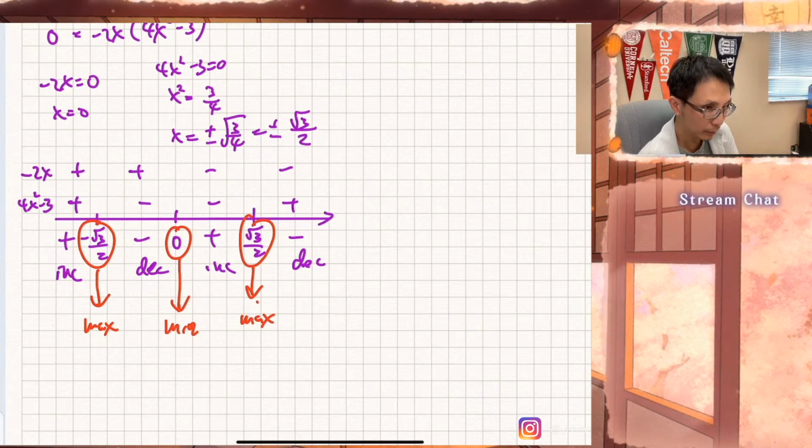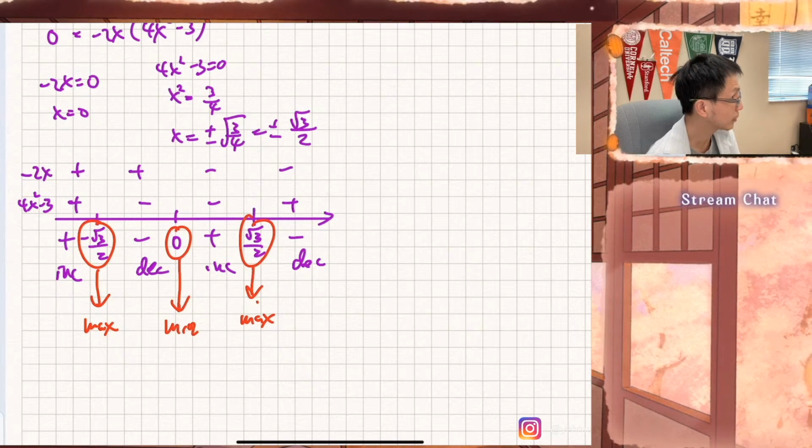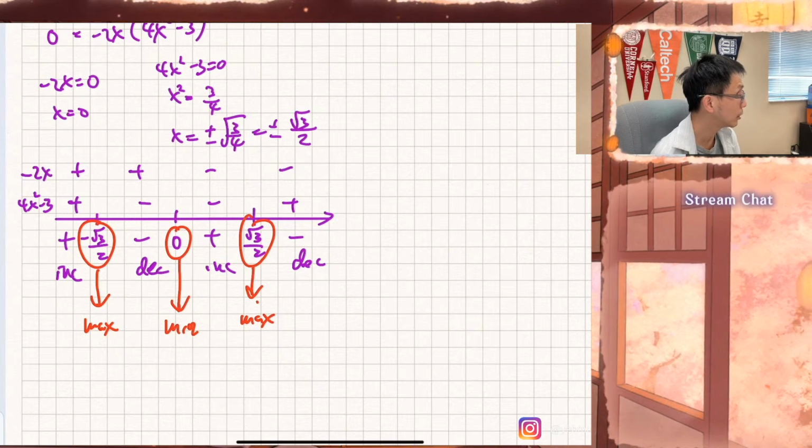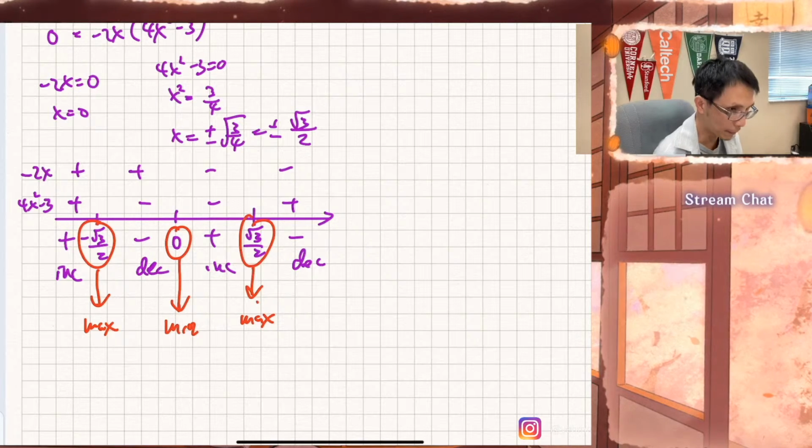And that's what that's used for? Just the mins and maxes. Yep, that's a min and max.